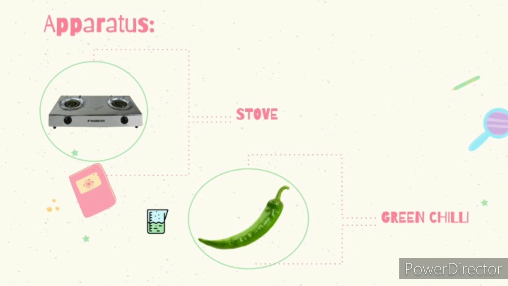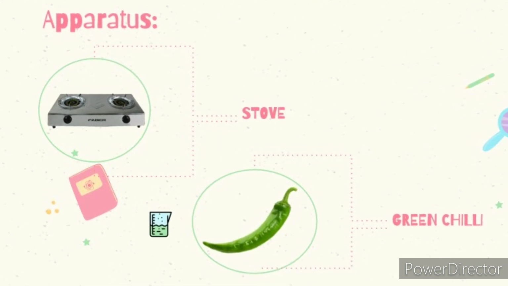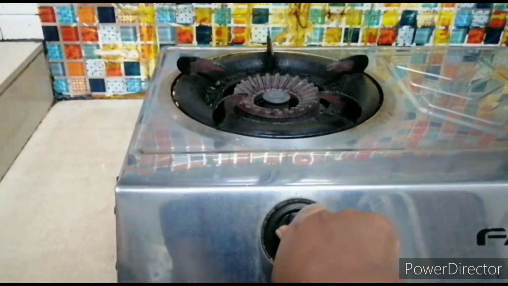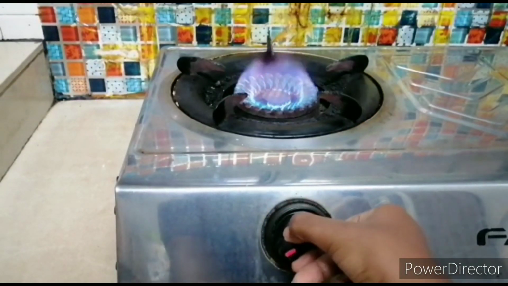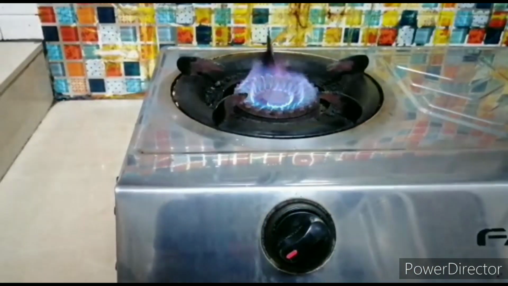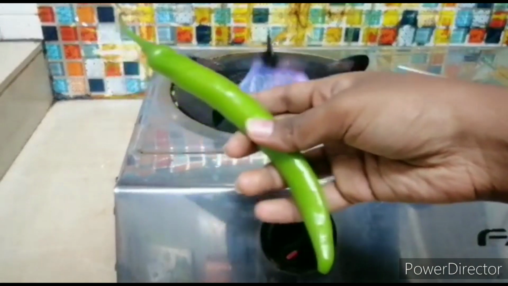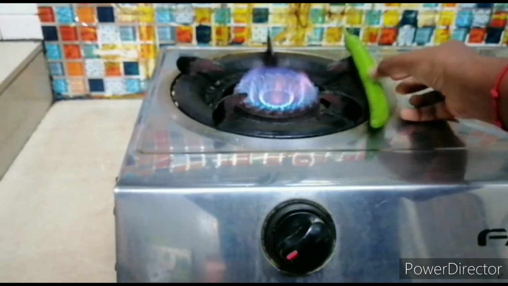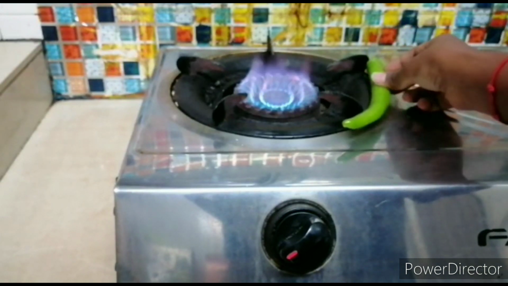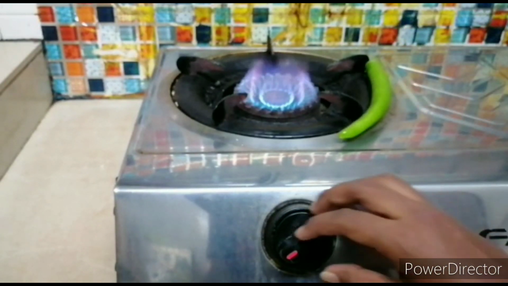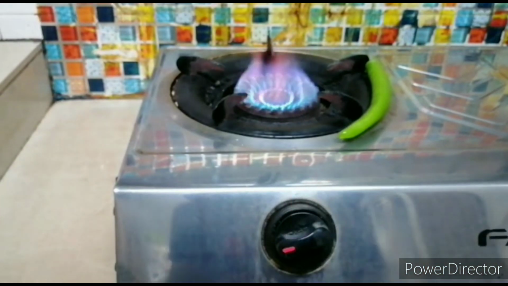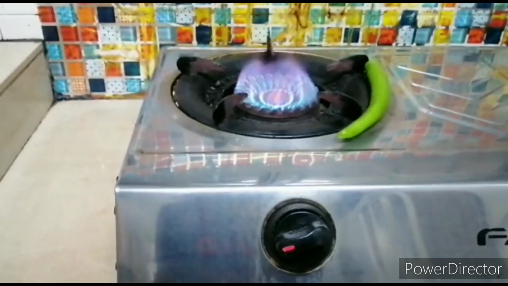Apparatus that were used in this experiment were a stove and a green chili. Firstly, the knob of the stove was turned on. Then, a green chili was placed next to the stove. We also turned the flame of the stove higher in order to increase the heat source. The chili was left near the stove for some time.